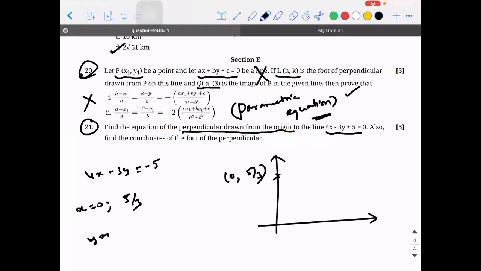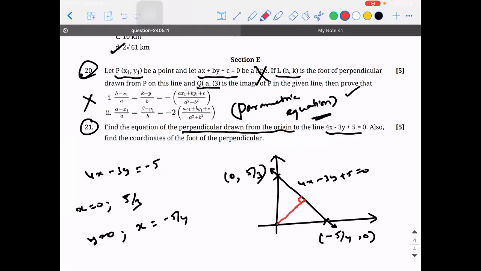So put y is equal to 0, x is minus 5 by 4, correct? Yes. So it is minus 5 by 4, comma 0. So when you join these two, you will get a line. This is the line 4x minus 3y plus 5 is equal to 0. From this point, there is a perpendicular that is dropped from the origin.